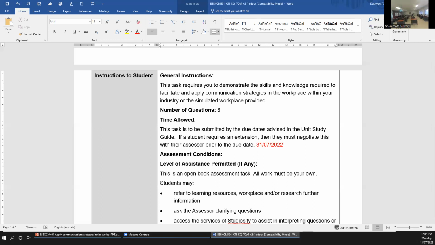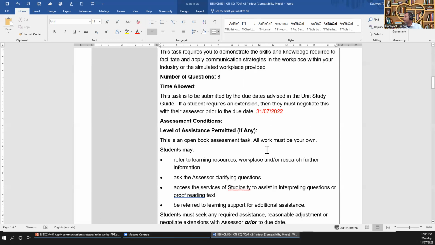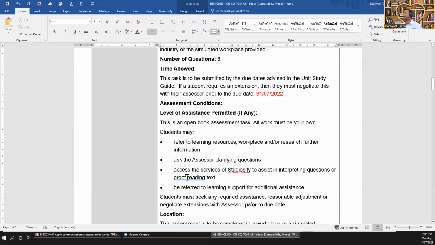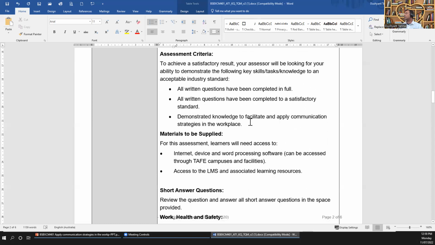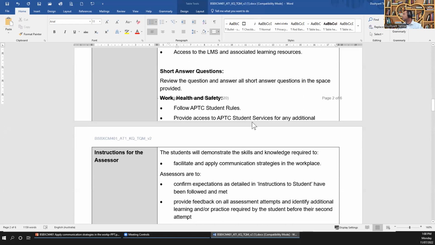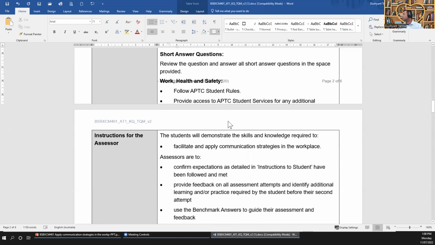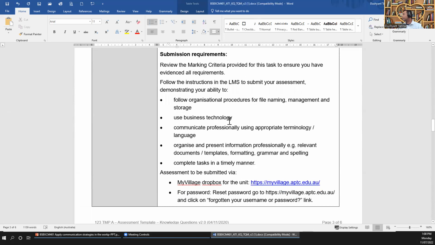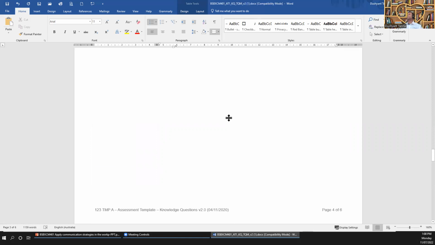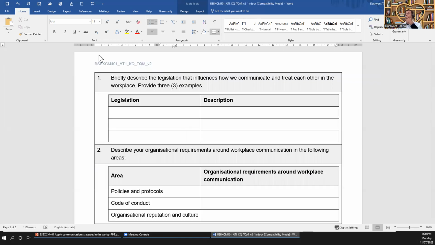For all 4 tasks of this unit, this is an open book assessment. All work must be your own. This is why you are signing that document, that it is your work. Everything is standard, nothing new here. All questions must be completed in full. Okay, that's the question. Question number 1.